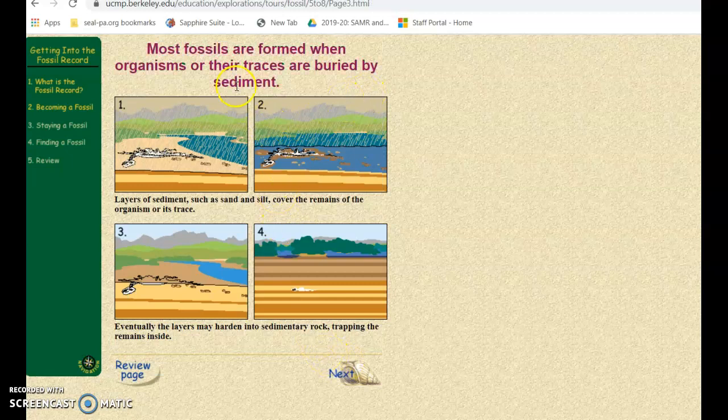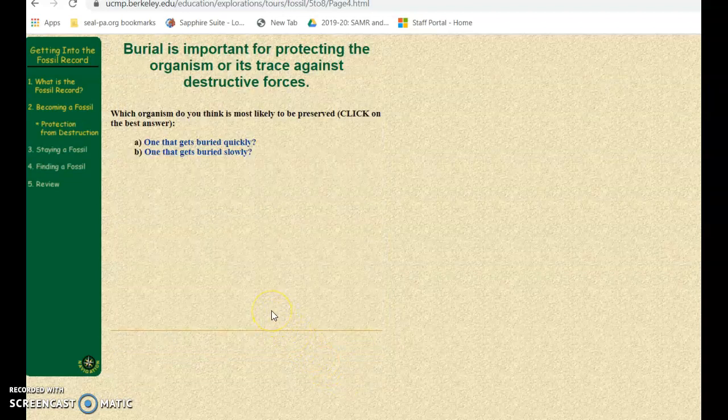Most fossils are formed when organisms or their traces are buried by sediment. Layers of sediment such as sand and silt cover the remains of the organism or its trace. Eventually, the layers may harden into sedimentary rock, trapping the remains inside. Burial is important for protecting the organism or its trace against destructive forces. Let's stop and think here. Which organism do you think is most likely to be preserved?